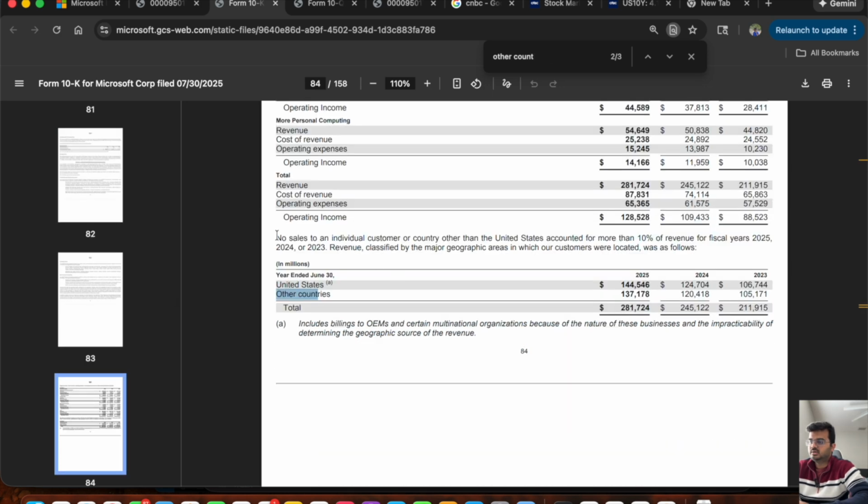In this footnote, Microsoft has provided that no sales to an individual customer or a country other than the US have accounted for more than 10% of revenue for the fiscal years 2025, 2024, 2023. Revenue is classified by major geographical area in which the consumers are located as only two: US and other countries.